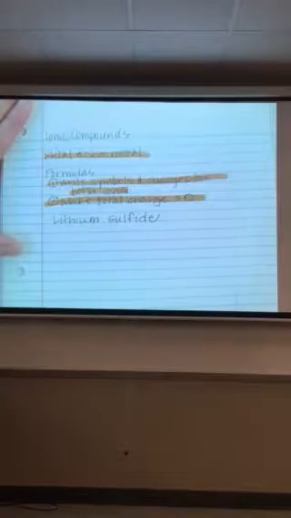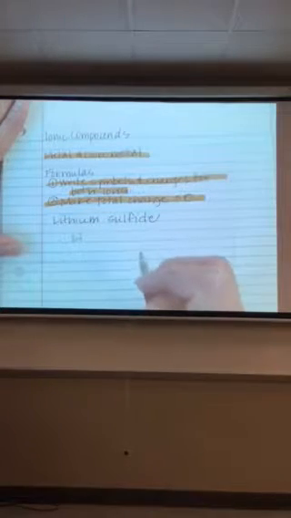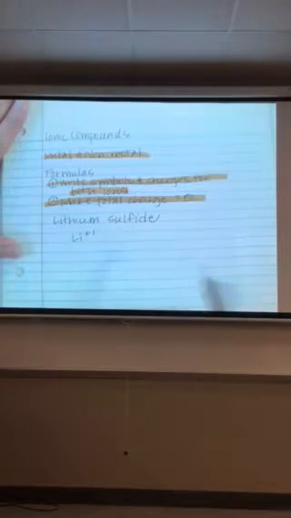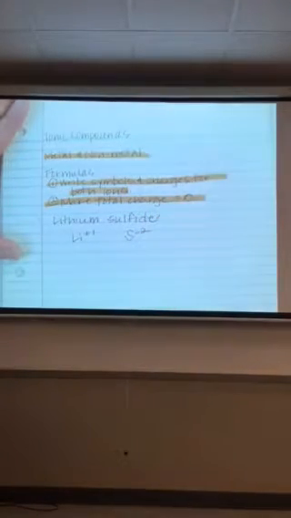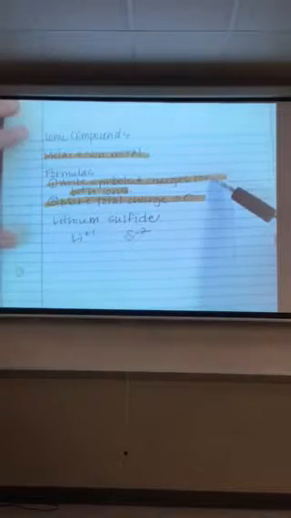Okay, so for example, if I give you lithium sulfide, what's the symbol for lithium? Capital L, lowercase i. What's the charge on it? 1+. Yep. And what element does sulfide represent? Sulfur. What's the symbol for sulfur? S. What's the charge on sulfur? -2. Okay. So we wrote the symbols and the charges for both ions.